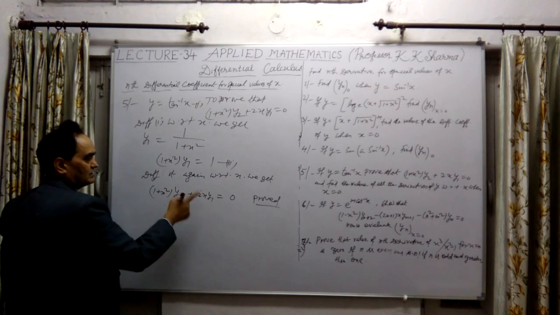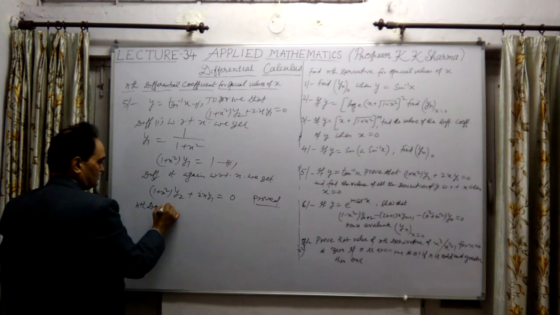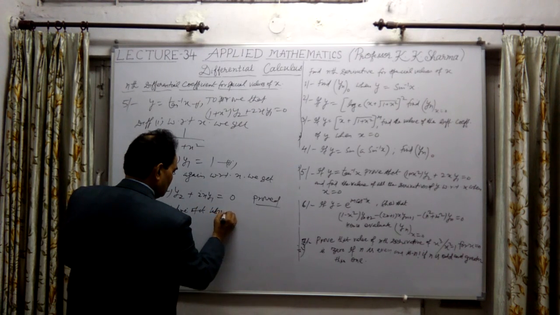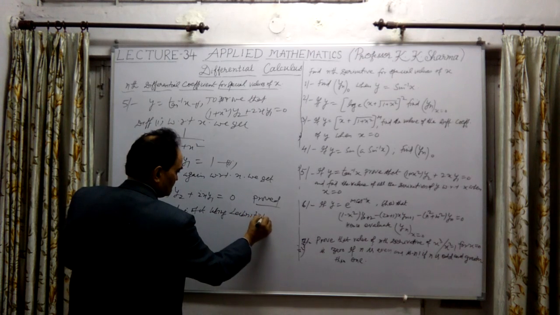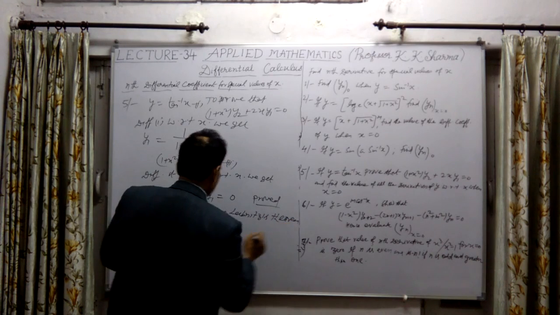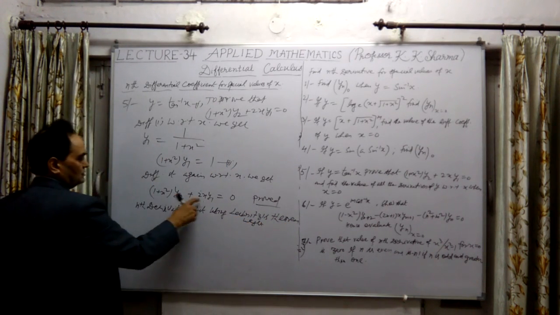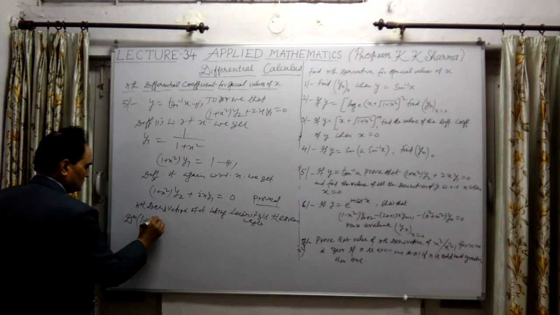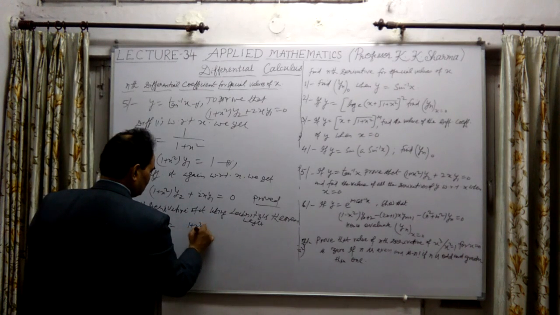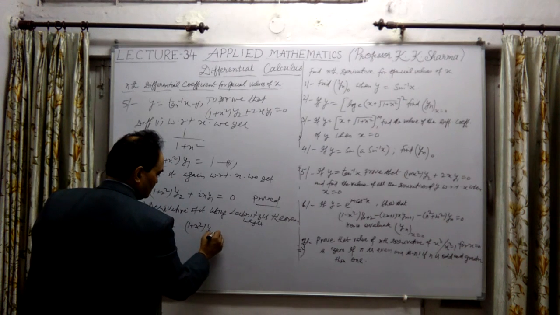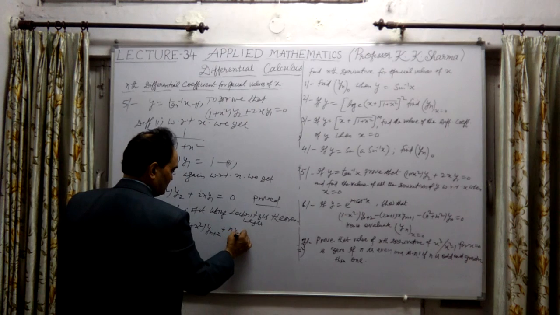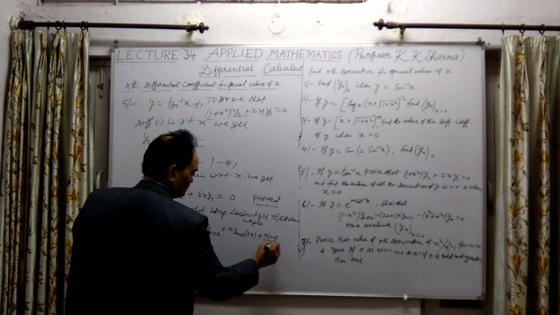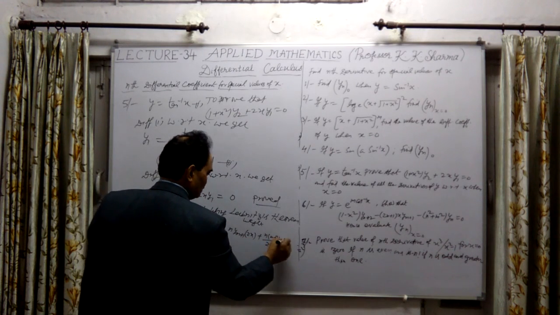Now let me find the nth derivative of this second derivative equation, using Leibniz theorem. There are only two steps. Let me write here: dⁿ of (1 plus x squared) into y₂ equal to (1 plus x squared), which is v as it is, times the derivative of y₂, which is yₙ₊₂, plus nC1, that means n into yₙ₊₁, times the derivative of (1 plus x squared), which is twice x, plus nC2, that means n into (n minus 1) upon factorial 2, into yₙ, times the derivative of twice x, which is 2 only, and the 2 cancels out.